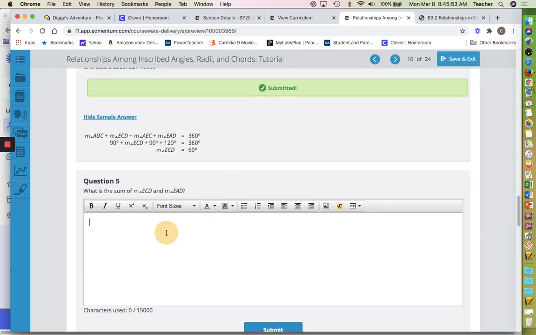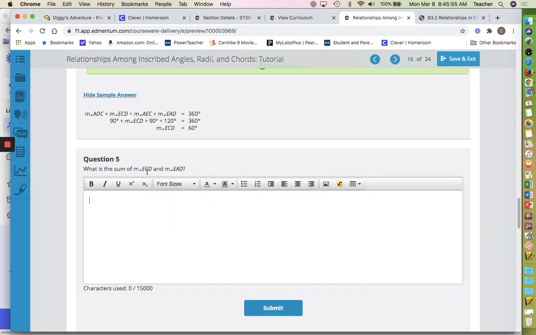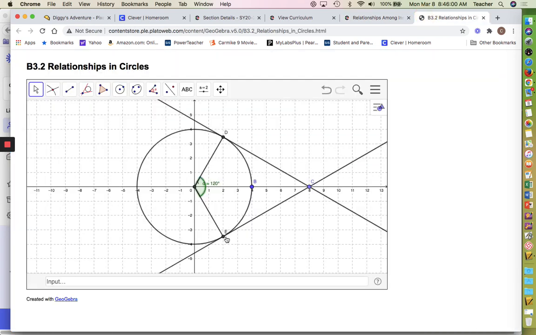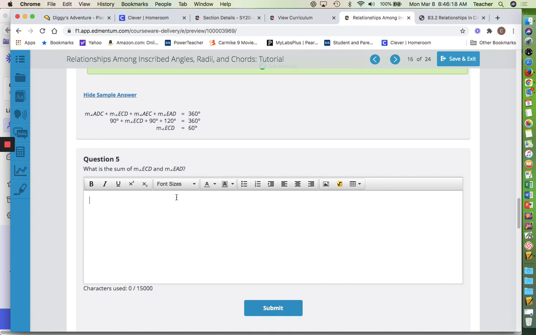All right, question number 5. What is the sum of ECD and EAD? I can tell you right now, 120 plus 60 is 180. You guys, they will always add up to be 180. A central angle and a circumscribed angle will always be 180 degrees together. 120 plus 60 equals 180 degrees.